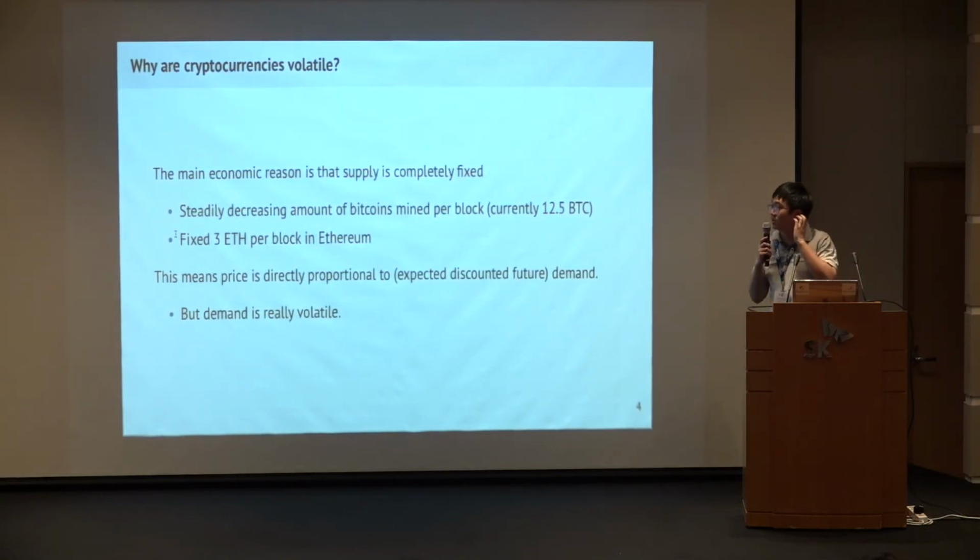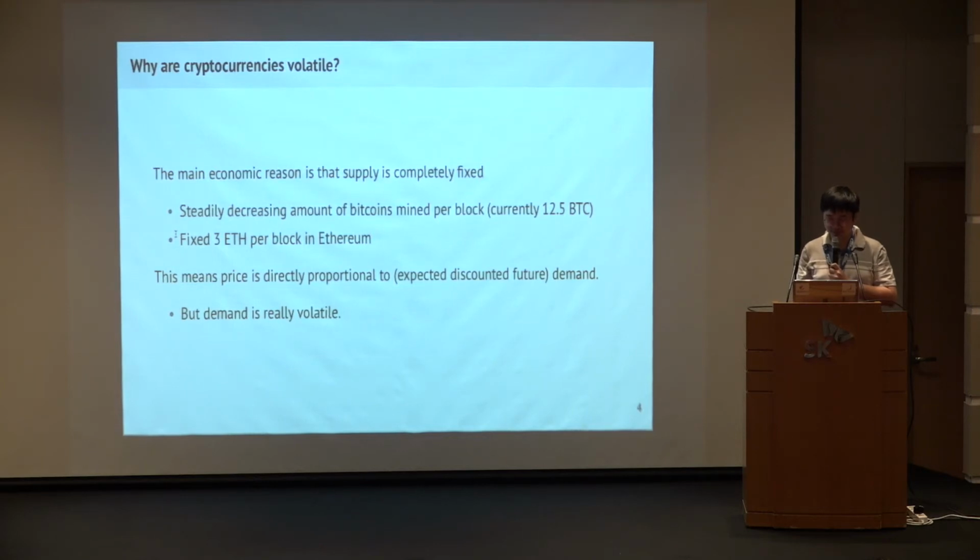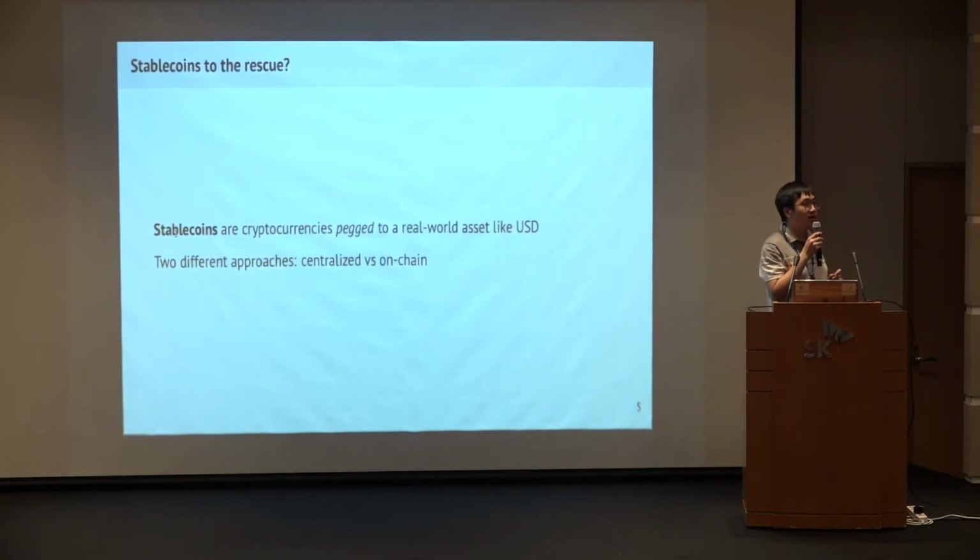So why are cryptocurrencies so volatile? Economically speaking, the main reason is that the supply is completely fixed. So we have a steady amount of Bitcoins mined every block, or Ethers or whatever, and it does not respond to market conditions. Contrast this, for example, to a commodity money like gold, where gold's demand and prices drive gold production, and that stabilizes the prices. Or even just fiat currencies like the US dollar. This means that the price of a cryptocurrency is directly proportional to the demand, and the demand is really volatile because it's driven in large part by expected discounted future demand, which goes up and down based on hypes and panics and such.